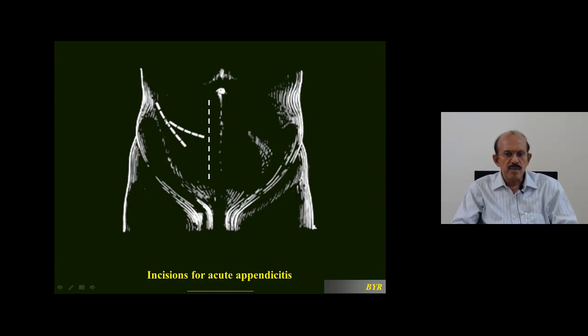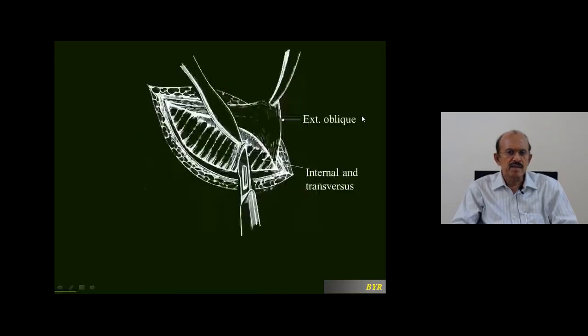Some surgeons make a curved incision in the skin crease lines at McBurney's point. So this gives a cosmetic scar because it lies in the skin crease lines. Of course, if the diagnosis is in doubt, you can go for a lower right paramedian incision. So these are the three incisions that are employed for approaching the appendix.